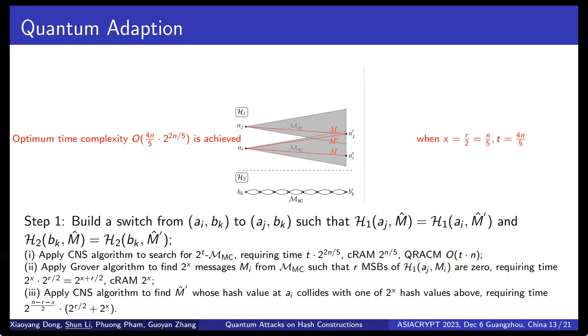So do you think it's still possible to modify, for example, the internal structure to be more friendly for this quantum attack? Maybe you can. Yes, maybe it's possible, but we haven't thought much about that direction.